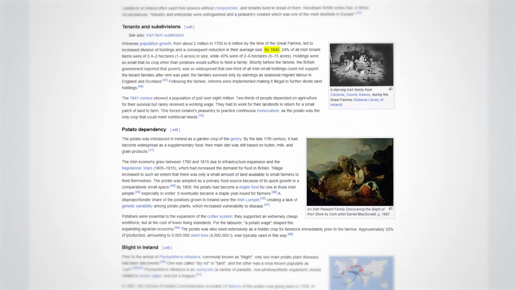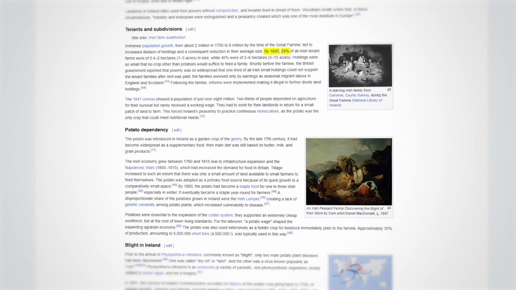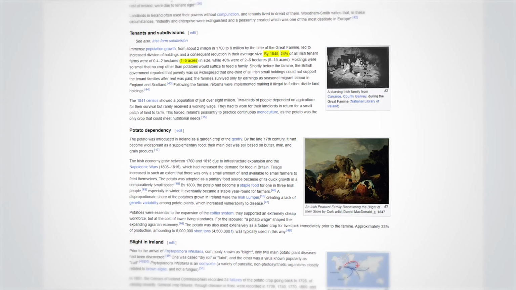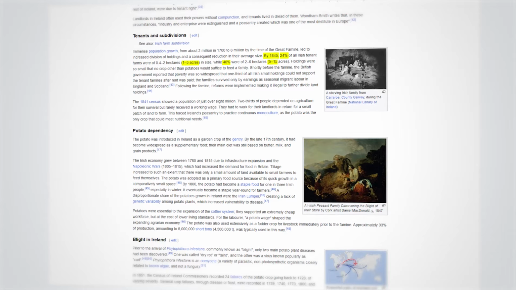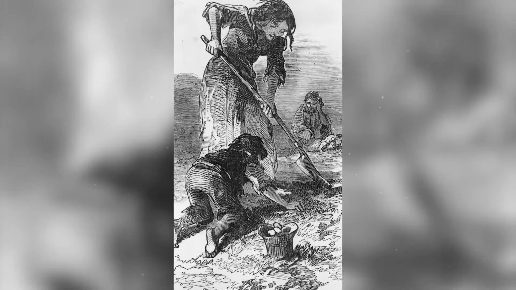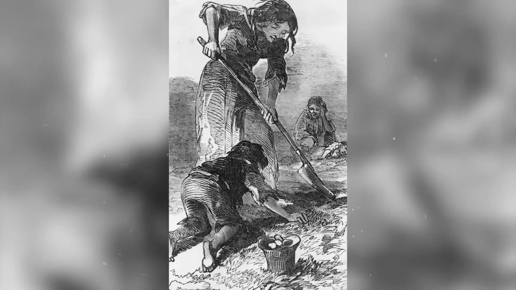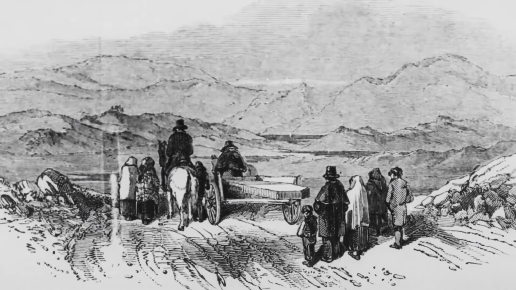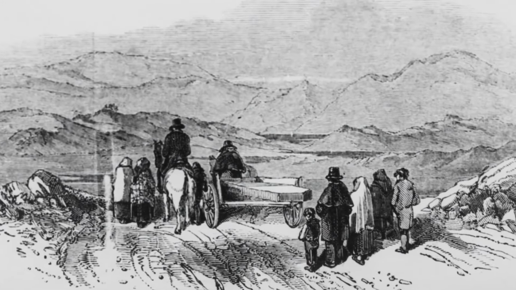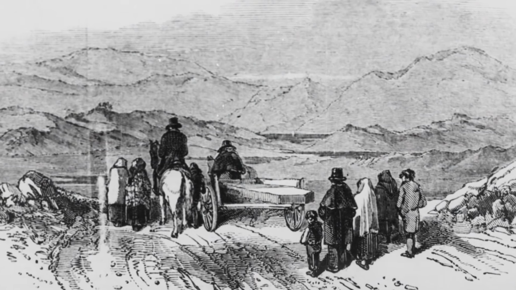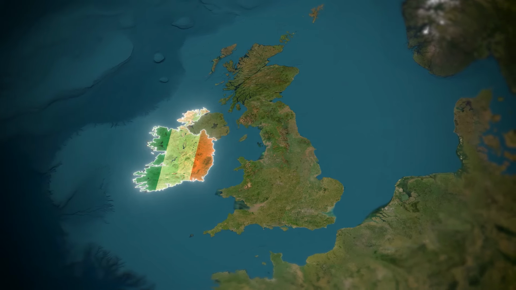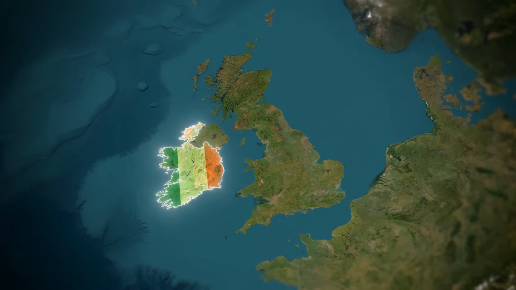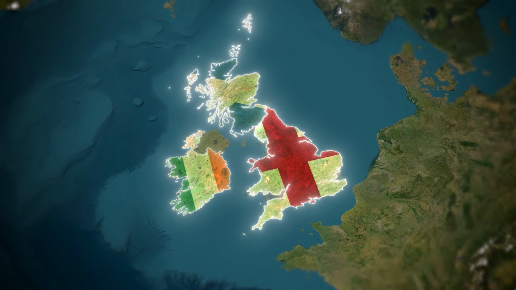By 1845, nearly a quarter of all farms were less than 5 acres, and a hefty 40% were between 5 to 15 acres. These were tiny plots, barely enough to grow potatoes to feed a family. And get this, before the famine, a third of these farms couldn't even support the families living on them. People were scraping by, often relying on seasonal work in England and Scotland just to make ends meet.